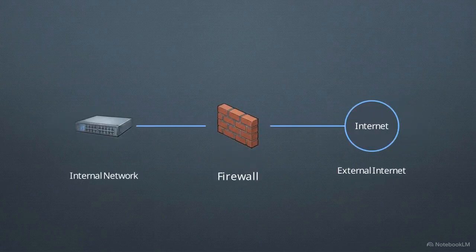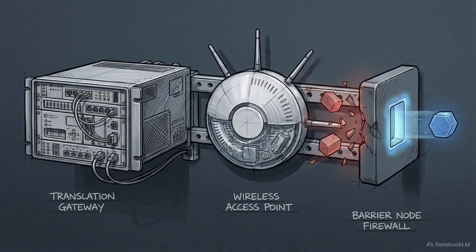Finally, we place a critical security device at the edge, the firewall. The firewall acts as a security checkpoint. It monitors traffic and blocks unauthorized access based on defined rules. Moving between networks requires this dedicated hardware to translate the language, alter the signal, and enforce security.